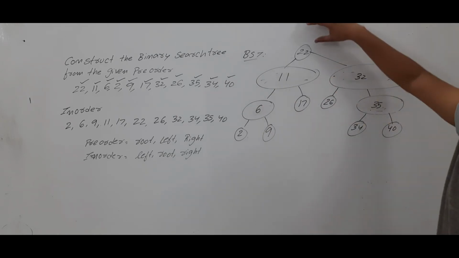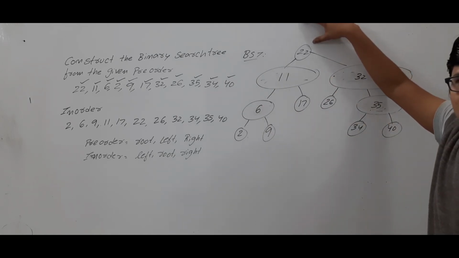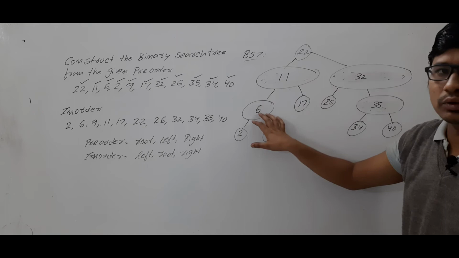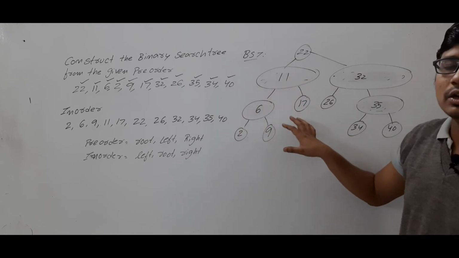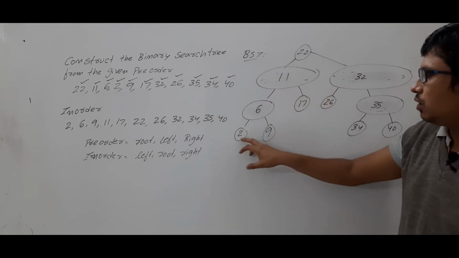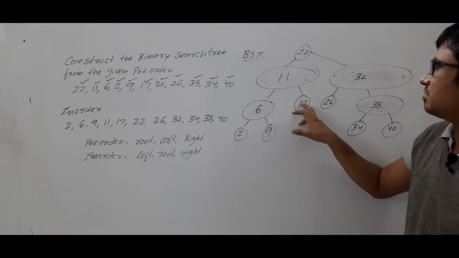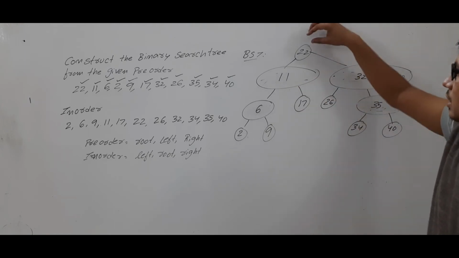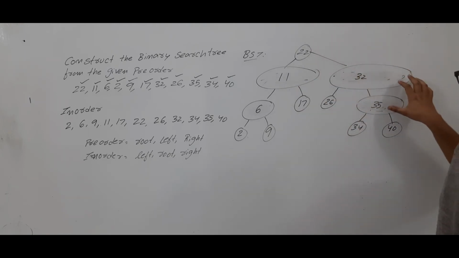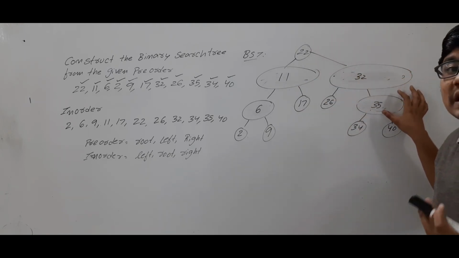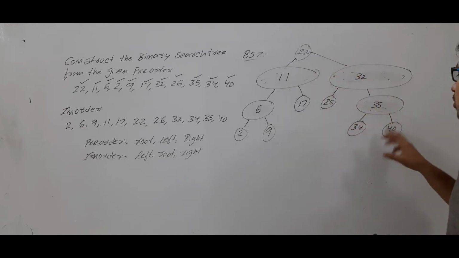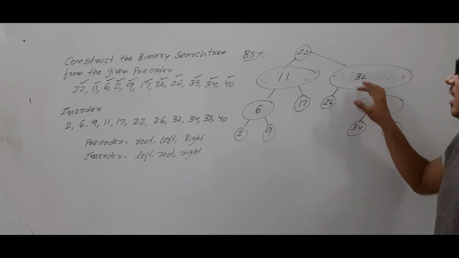Look at whether it is a binary search tree or not. What is the property of a binary search tree? If 22 is there here, to the left of 22, whatever the elements are there should be less than 22. Look at 2 is there, 9 is there, 6 is there, 17 is there, 11 is there. All these elements are less than 22. Now, the elements which are there in the right subtree should have the values greater than 22. Such as 32 is there, 26, 35, 34, 40. All are greater than 22.